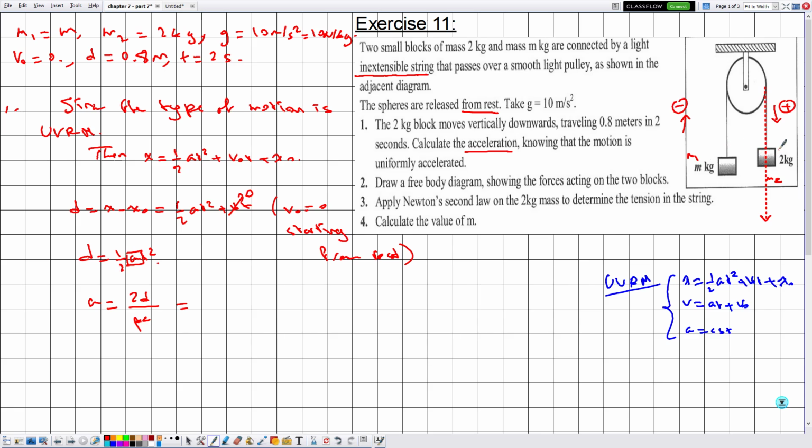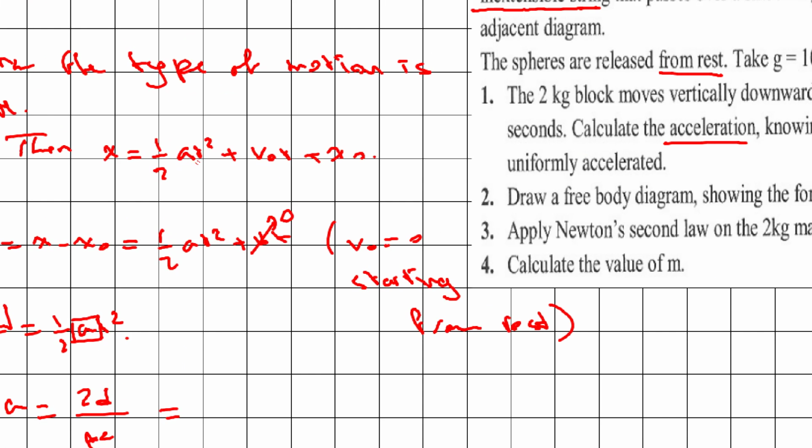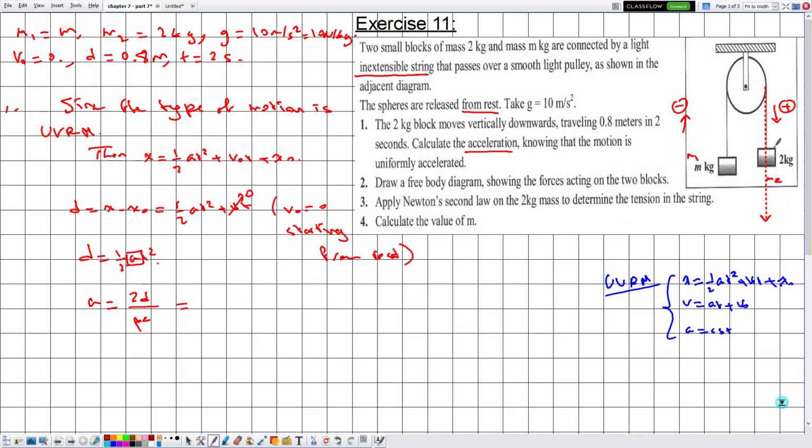Here there is no need to distinguish between the components of a and v0 because the motion exists in one dimension. So 2 multiplied by 0.8 divided by 2 to the power 2. This is given by 0.4. So the value of the acceleration is 0.4 meter per second squared. Then the value of a is 0.4 meter per second squared.